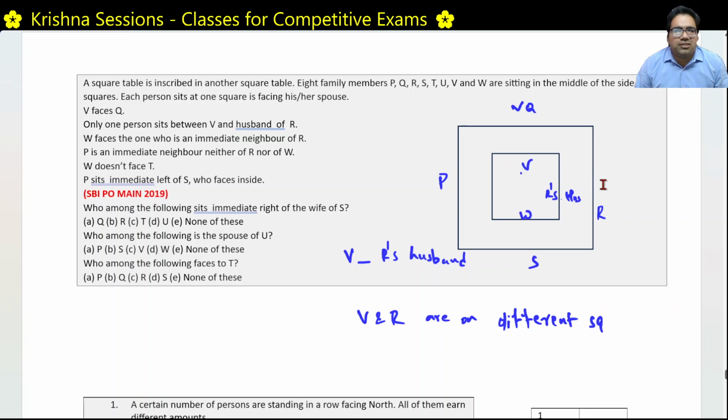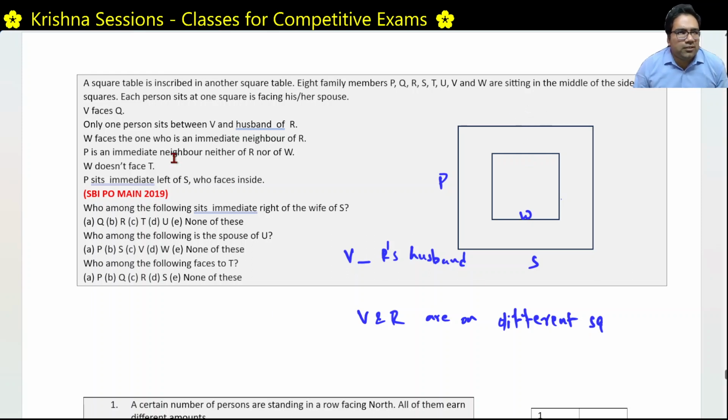If R is sitting outside, there is no slot for VQ. Because R's husband will sit inside, and there is no way that two people can be accommodated. There is a person who can be accommodated between V and R's husband. So what does that mean? R cannot sit outside. You understood this point, right? So R cannot sit outside.